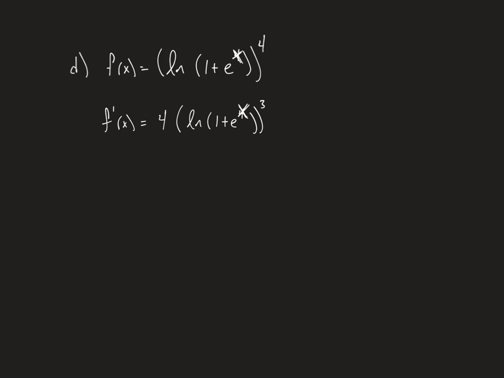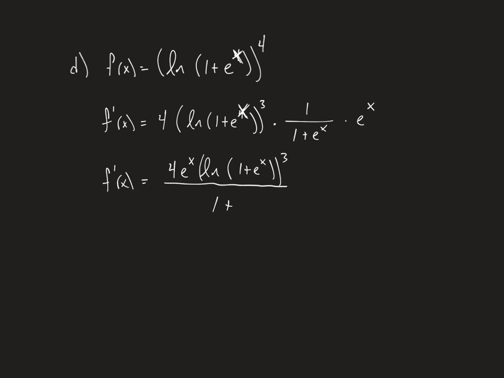And so this interior function has its own little chain rule. I'm multiplying by the derivative of ln of something, which is going to be 1 over that something. But I need to multiply that by its derivative, that something's derivative, which is e to the x. So I had 3 chain rules there. And I can just push this all together to make it look like one thing. So f prime of x is equal to, I now have 4 e to the x ln of 1 plus e to the x cubed divided by 1 plus e to the x.